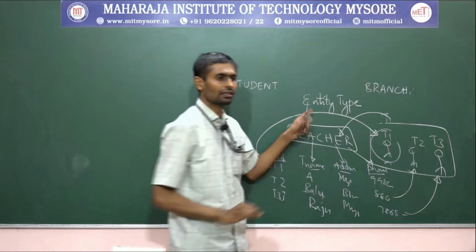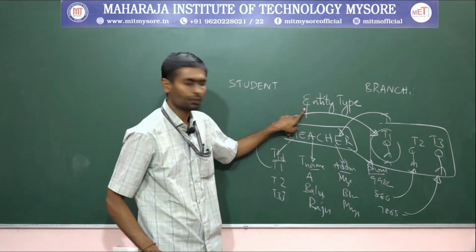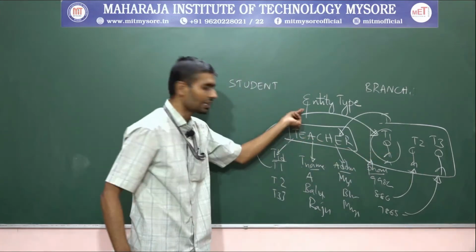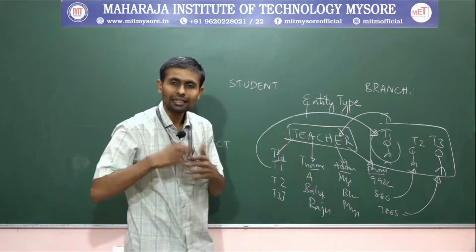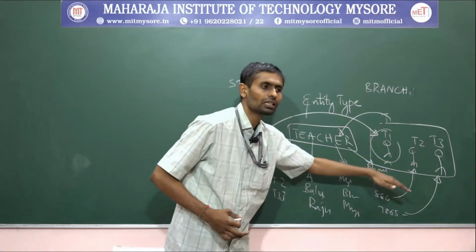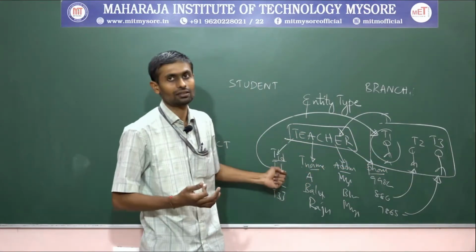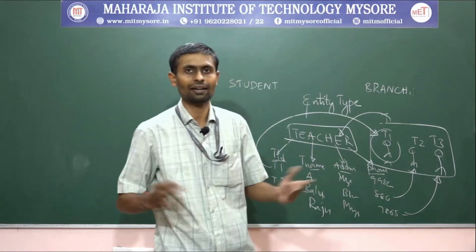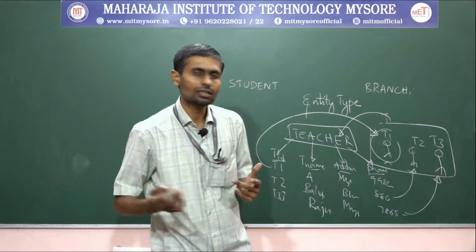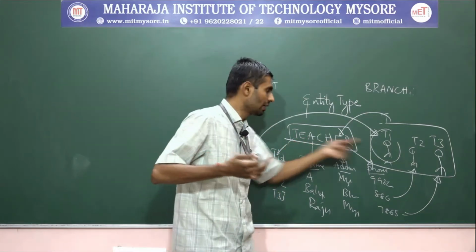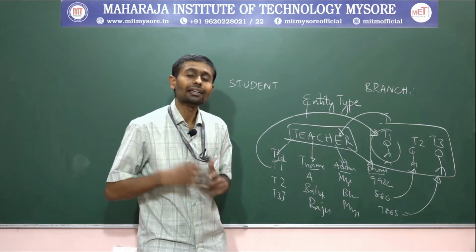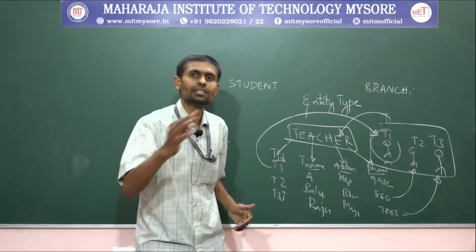What do we call this, guys? Entity type. Teacher is an entity type. And what about the T1, T2, T3 we have written here? These are all instances of this entity type. Usually, if teacher becomes a class, then T1, T2, T3 become instances of that class, especially in an object oriented language. If we want to talk in terms of object oriented principles, we call teacher a class, and T1, T2, T3 are instances or objects of that class.